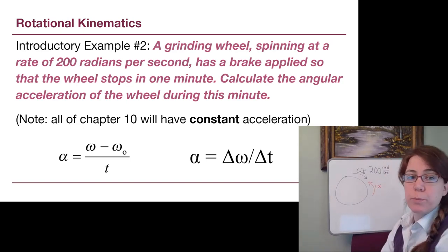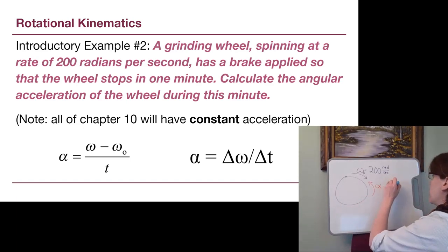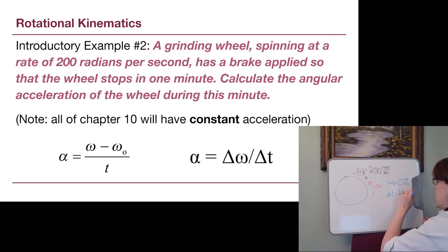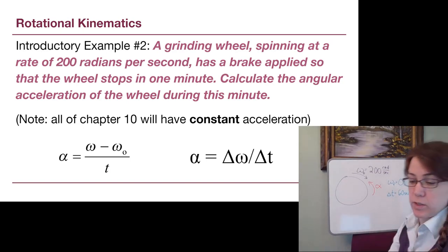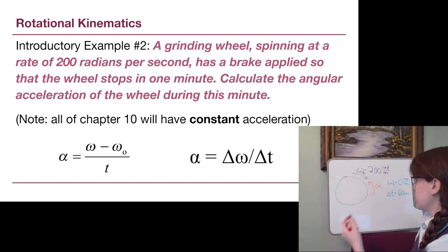That's all we really need to put into our picture to make it clear to ourselves. We also have two other pieces of information in that statement. We're told that the wheel stops, and so the final omega is zero. That comes from the word stops, and we're told that it takes 1 minute. So 60 seconds have elapsed for this to happen. So we're asked to calculate the angular acceleration.